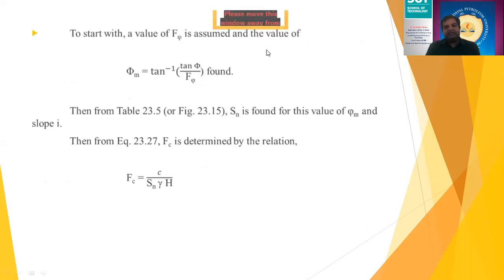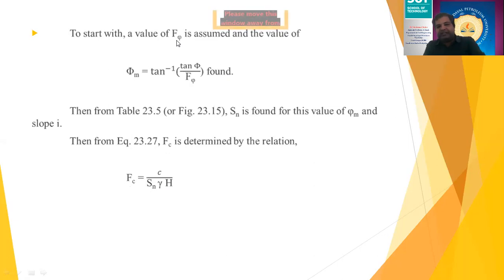To start with this, phi m you can calculate as we have seen from this particular equation. Now from the table, you can find out the value of Sn with the corresponding value of phi m. Then with this value of Sn, once you know Sn, you have gamma, H and C, you can calculate the value of Fc. So for each value of F phi, once you assume the value of phi, that is the first trial.